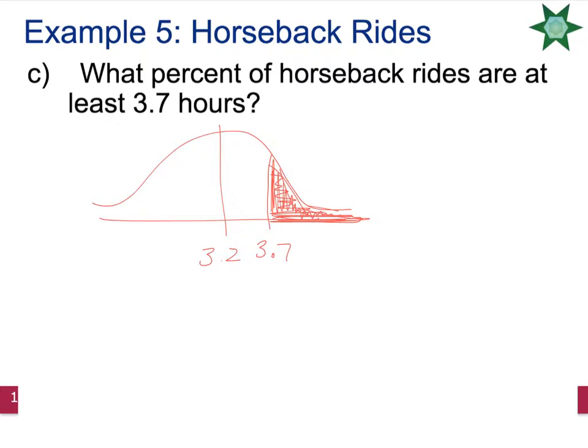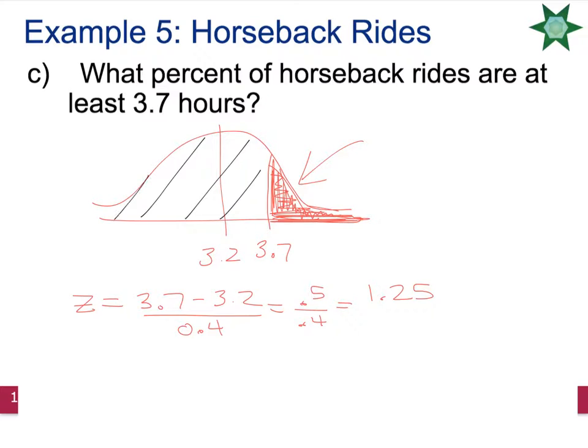Okay, now if I'm doing this by hand, I'm going to calculate my z-score. So I'm going to take the value I want, which is 3.7, minus my mean, which is 3.2, divided by my standard deviation of 0.4. So that would give you a 0.5 over a 0.4, which is 1.25. Now, keep in mind we're going for the area to the right. Okay, so when I look up 1.25, it's going to tell me the area that's on the left. So I'm going to have to take 1 minus whatever number they tell me in the table, and that's going to tell me how much area is on the right.